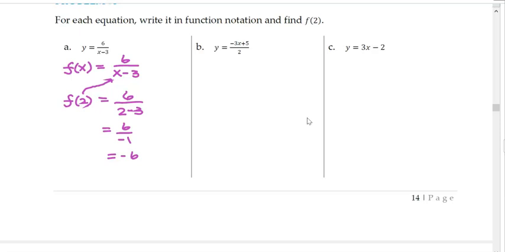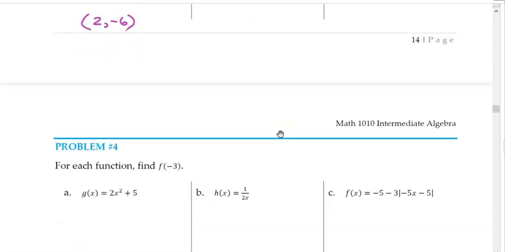So I also want you to write down this ordered pair. So we said when x was 2, we would get negative 6 as our f of x, but in this case, we're going to think of it as the y since we're thinking of it as the ordered pair. So that would be our ordered pair, a point that would be on the graph of this equation. And I'll leave B and C for you to complete on your own.